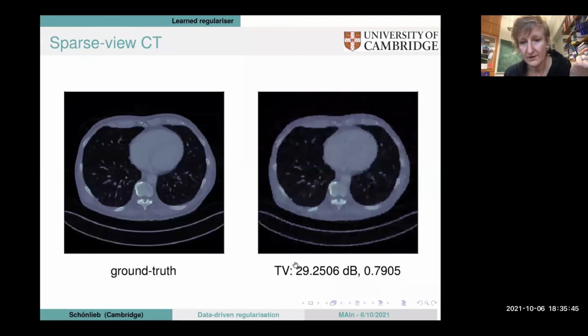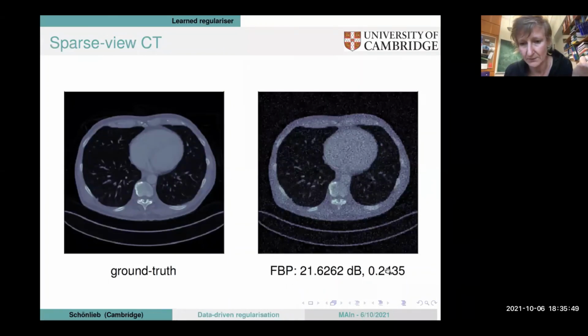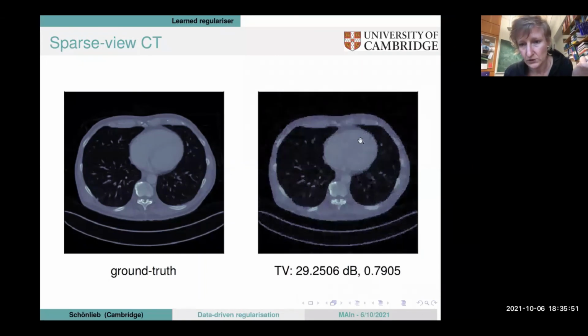This is total variation reconstruction. Okay, so you can see the numbers definitely jumping up. And also you get crisper results, you get rid of noise and so on. You really boil down your reconstruction to the kind of structures, to seeing the structures rather than the noise, okay?